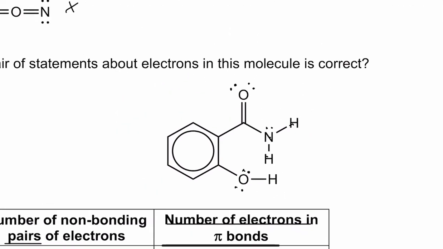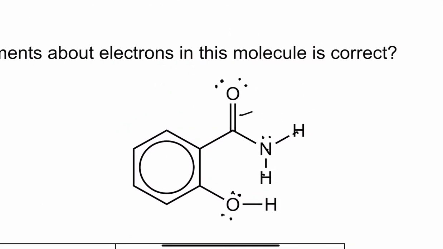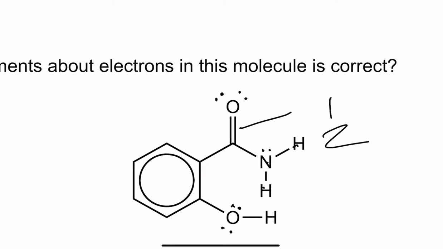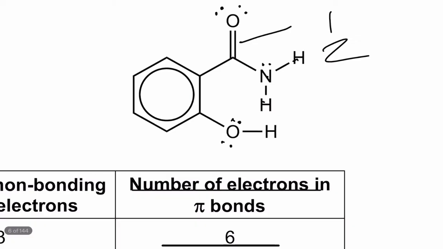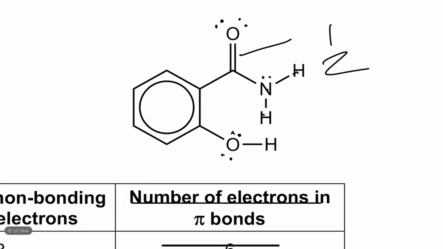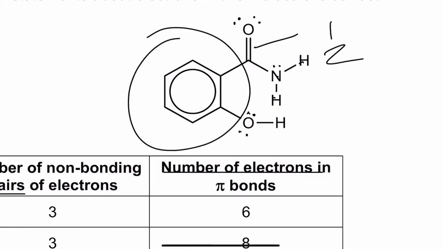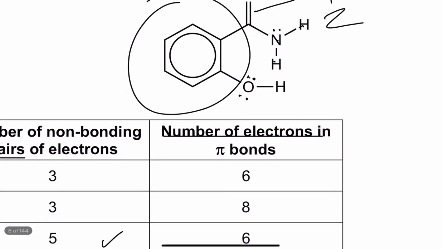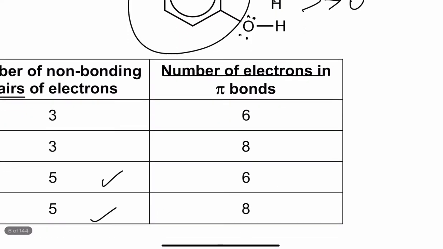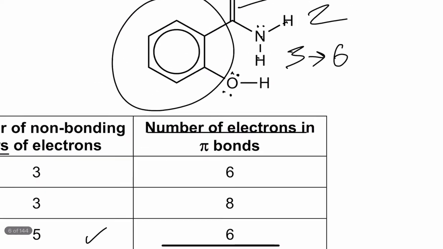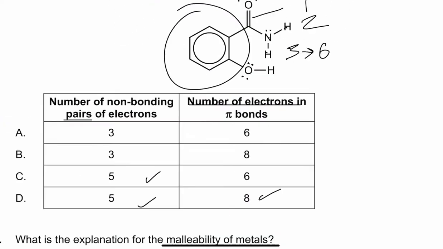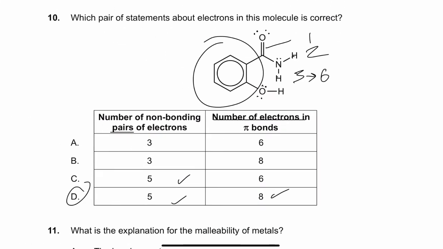Let's find them. So we have a double bond here, right? So that's one pi bond, but that counts as 2 electrons because it's the number of electrons in pi bonds. So remember, 2 electrons there. So we already have 2, and then we have this ring here. How many is there? Well, we know there's going to be 6 there because we have 3 pi bonds, and that's going to make 6 pi electrons. And if we add 2 plus 6, we get 8, and that gives us our answer of D.